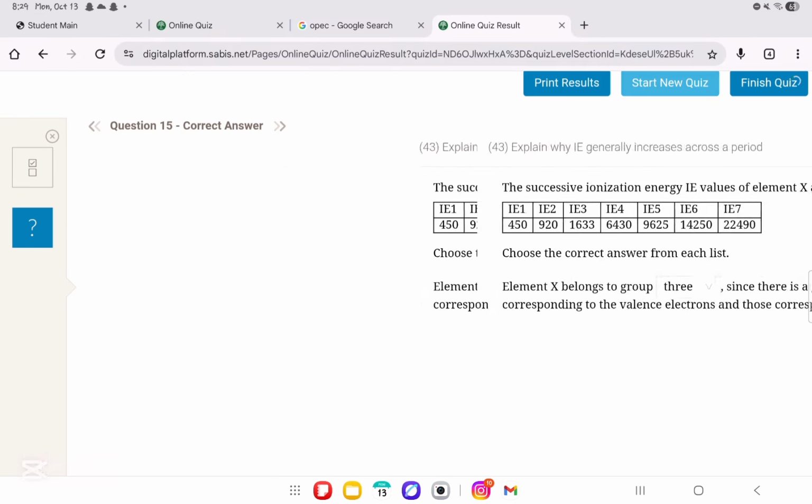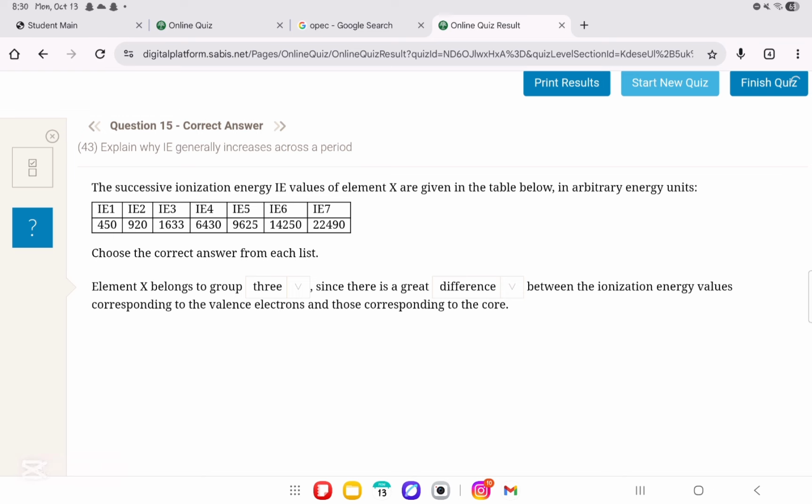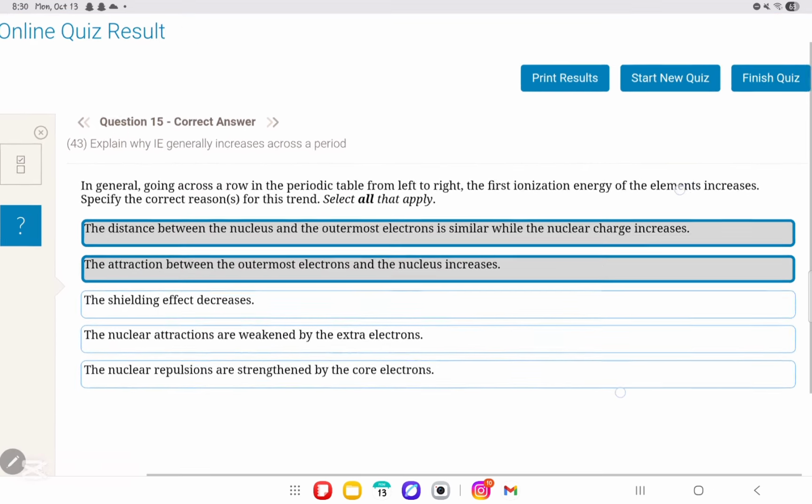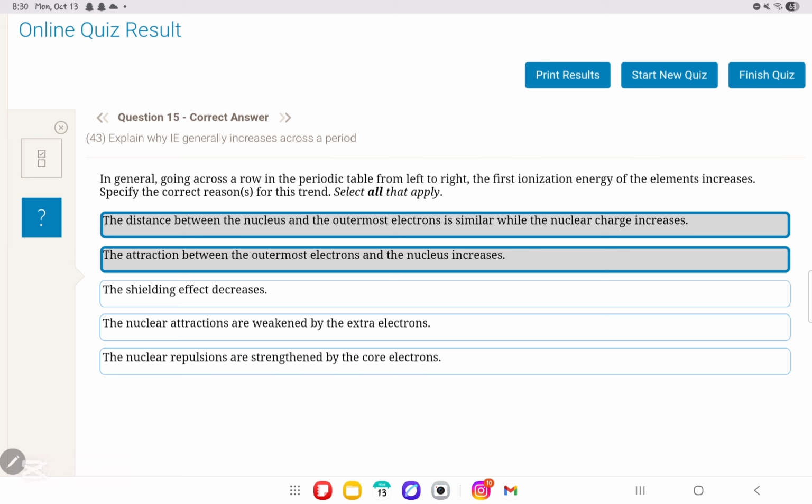We move on to question number 15. Explain why ionization energy generally increases across a period. In general, going across a period in the periodic table from left to right, the first ionization energy of the elements increases. Specify the correct reason for this trend.